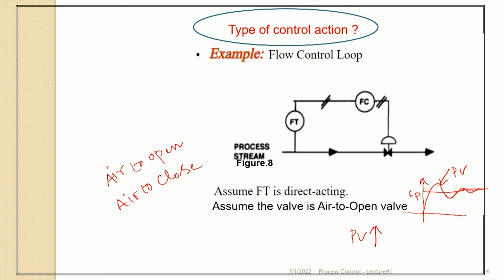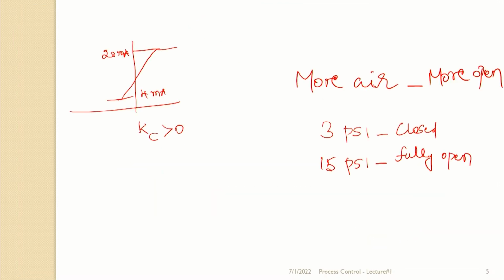When the process variable increases, we have to reduce the controller output. That is, when the process variable increases, the controller output decreases. Increase-decrease action, or in other words, decrease-increase action, both are called an inverse acting controller.